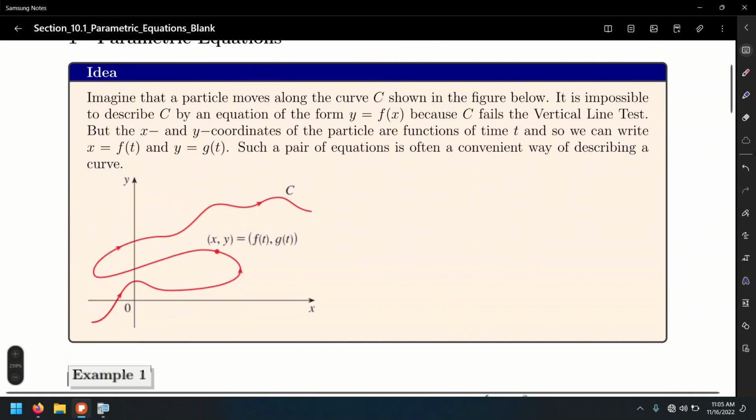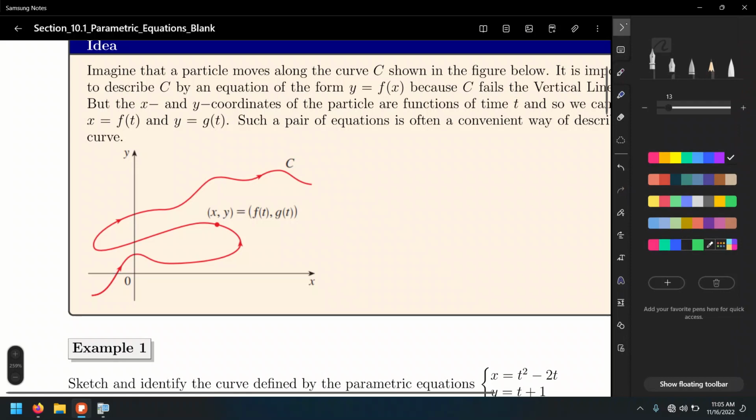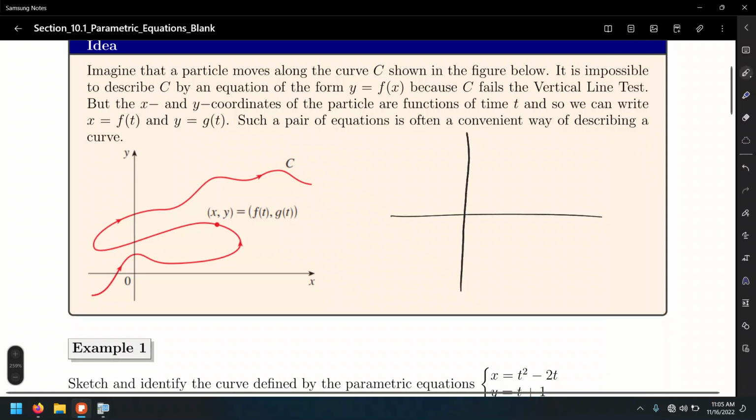These kind of equations, well, let's see. Number one, let me give you a preliminary example. If I have this graph right here, the question is, function or not a function? Not a function. Why not? Does it pass the vertical line test? It doesn't pass the vertical line test, right? I mean, it crosses more than once.